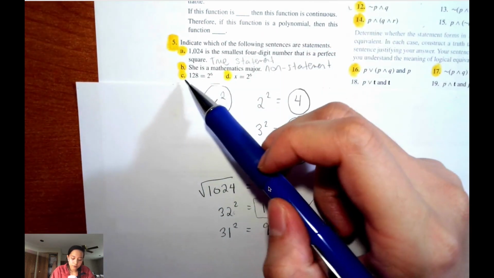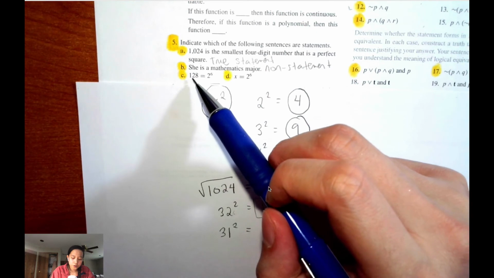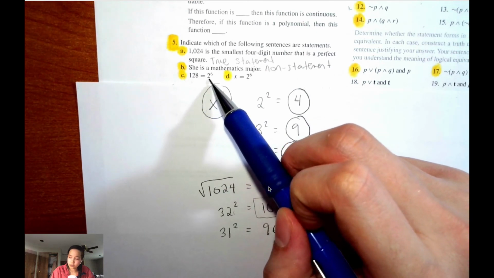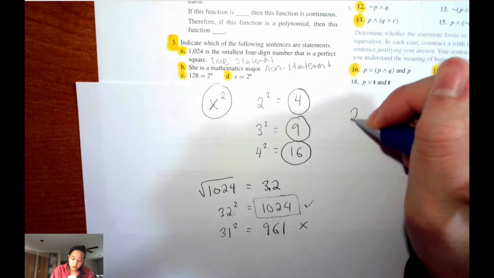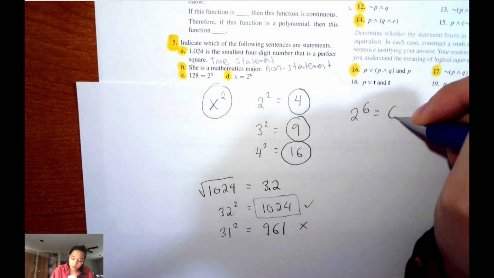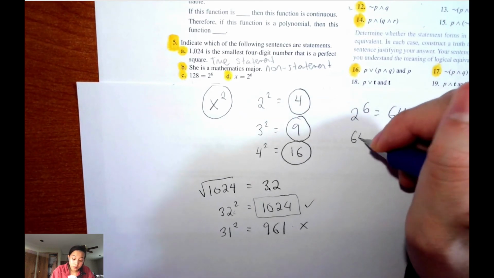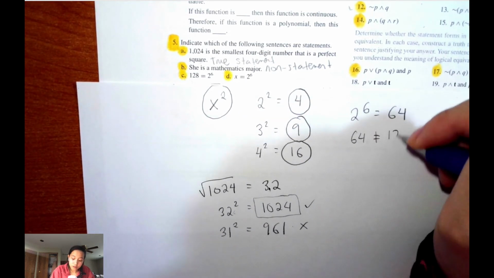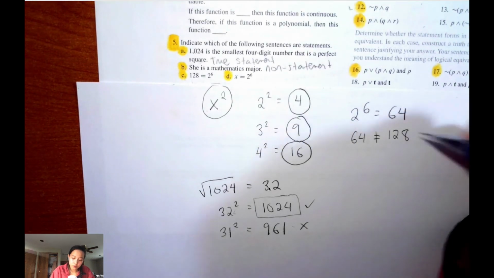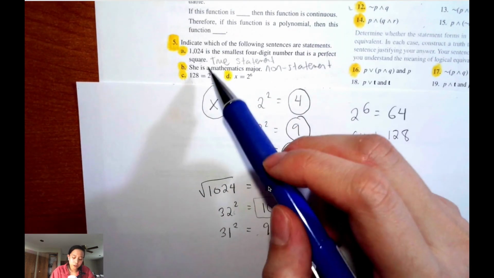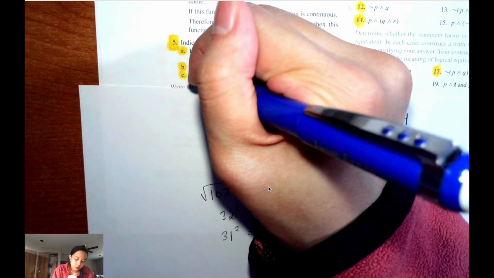Okay, let's try 5c now. 128 equals 2 to the 6th power. So we put 2 to the 6th power into the calculator, and we get 64. 64 is not equal to 128. So this expression is always false.